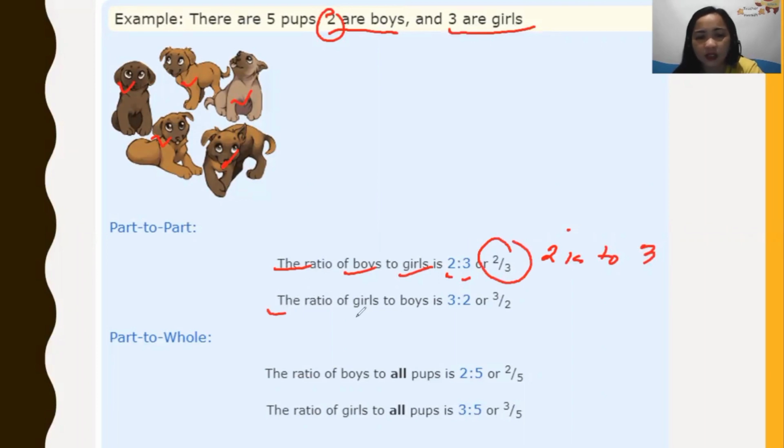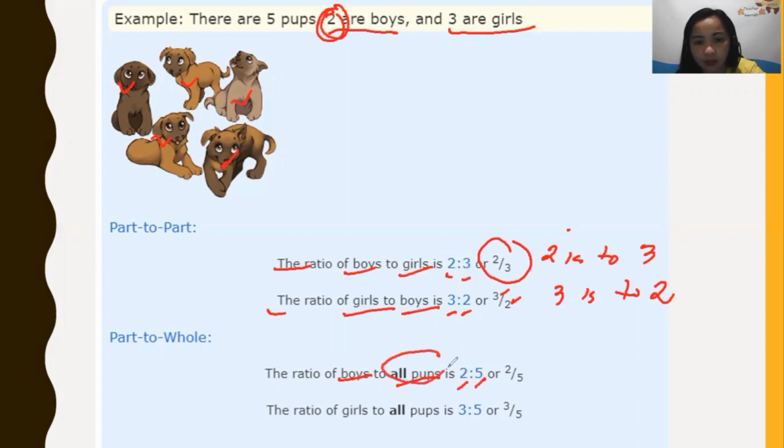Now, let's get the ratio of girls to boys. So, mababaliktad. Mauuna ngayon si 3. Magiging 3 is to 2, or in words, we have 3 is to 2. So, we have the ratio of girl puppies to boy puppies. But if we have here the ratio of boys to all pups, ilan ba yung boys? There are only 2. We have 2 to 5.